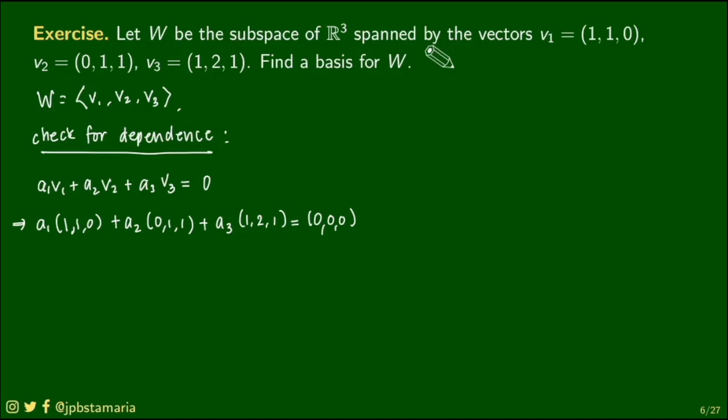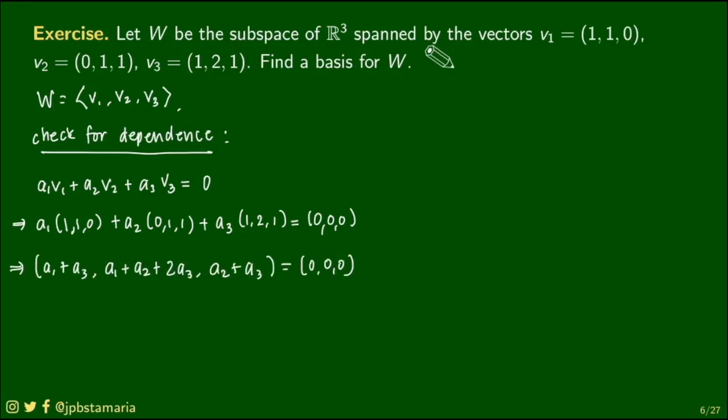If the only solutions are zeros for each of the a_i's, then the set is linearly independent, and therefore the set consisting of the v_i's already forms a basis for W. If not, you have to identify redundant vectors. Alright, so we proceed by writing the equation this way, and then simplifying.